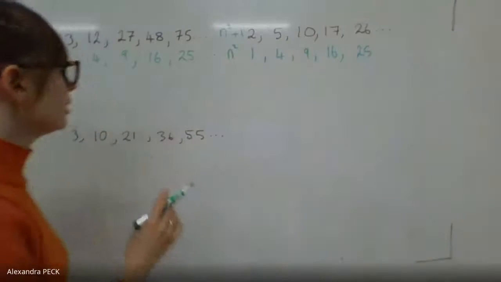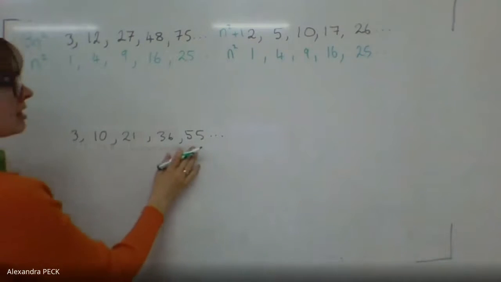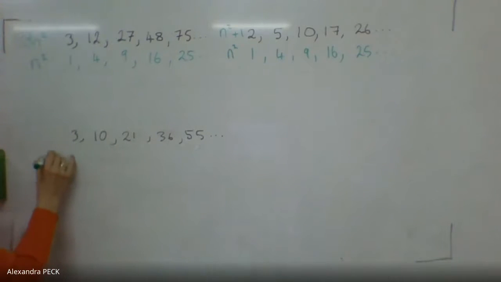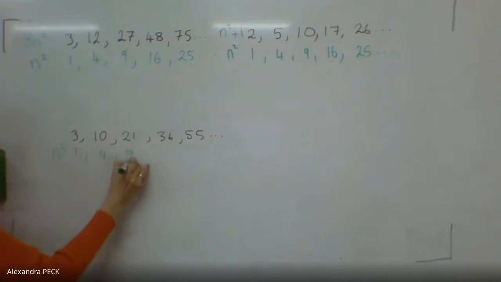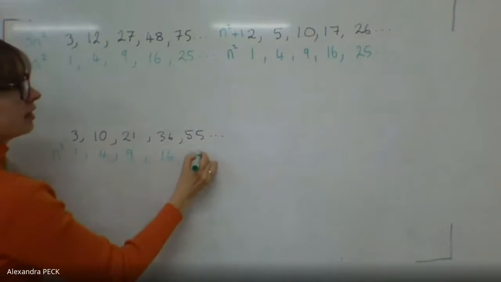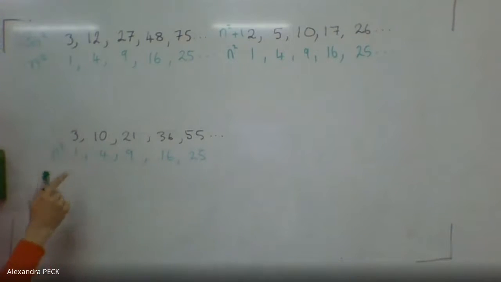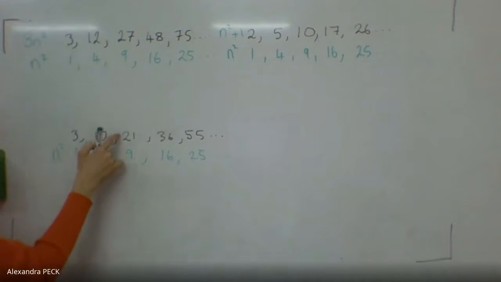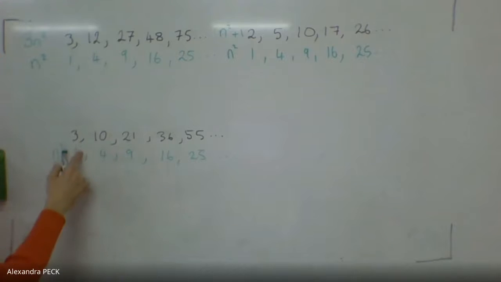Okay, third example. I've got 3, 10, 21, 36, 55. Let's do the same thing. Let's write out the n squared sequence. That's 1, 4, 9, 16, 25. Okay, now I'm comparing. So this is 2 more than 1 here. I've got 6 more here. I've got another 12 here. I can see that the pattern's not really obvious. If I times 1 by 3, I get 3, but if I times 4 by 3, I don't get 10.